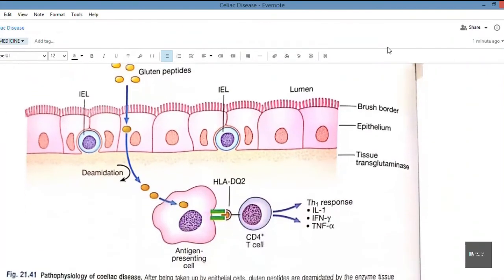This is from our textbook, and it depicts the pathophysiology, and I just want you to remember that it is associated with HLA-DQ2.